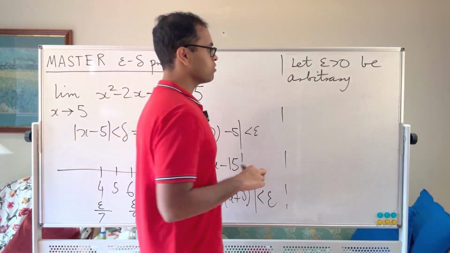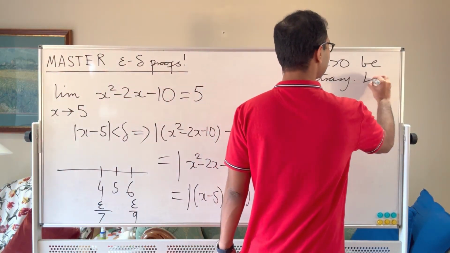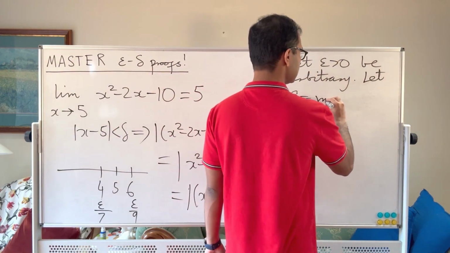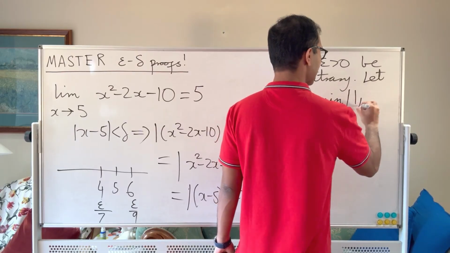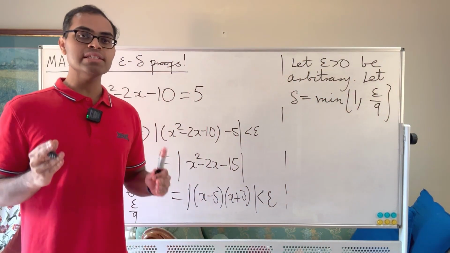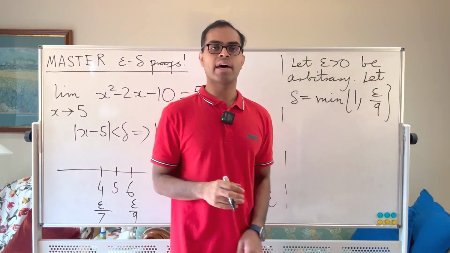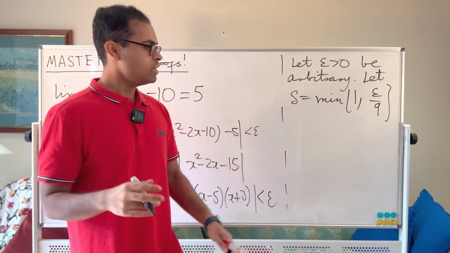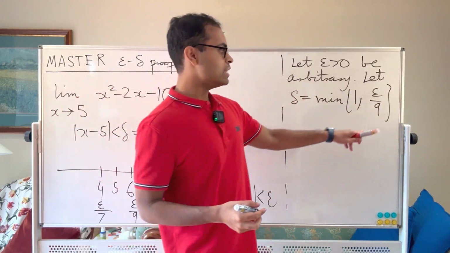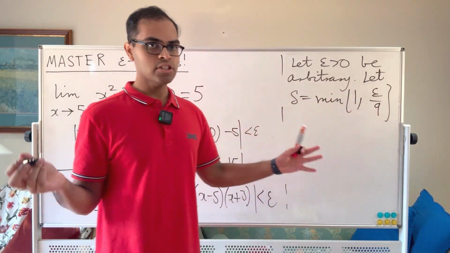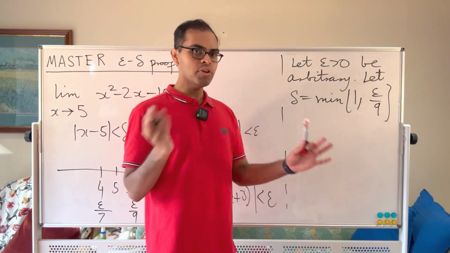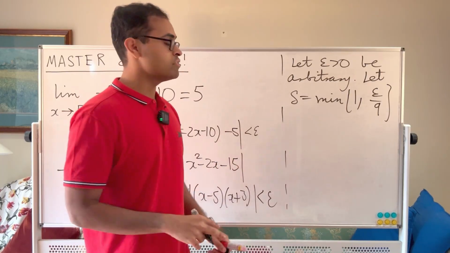Okay, that's what I would have done. But let me write the proof out, okay? So let epsilon greater than 0 be arbitrary. Let delta equal, and here's the way we'll express this, the minimum of 1 and epsilon over 9. Okay, so it is going to be the smallest number among 1 and epsilon over 9, whatever that is. So by definition, it's going to be less than or equal to 1, and it's going to be less than or equal to epsilon over 9. Okay, so it's definitely less than or equal to 1. So we're going to be in this range of 4 to 6, which we're allowed to do. We can choose any delta as long as it serves our purpose.